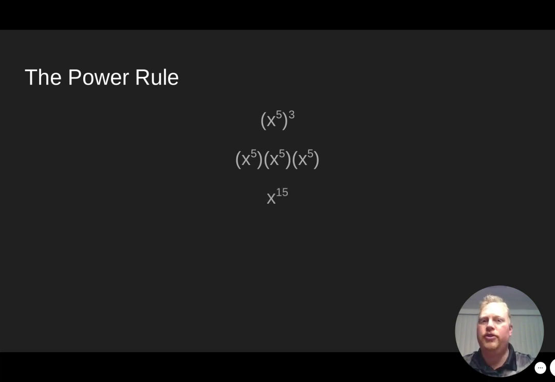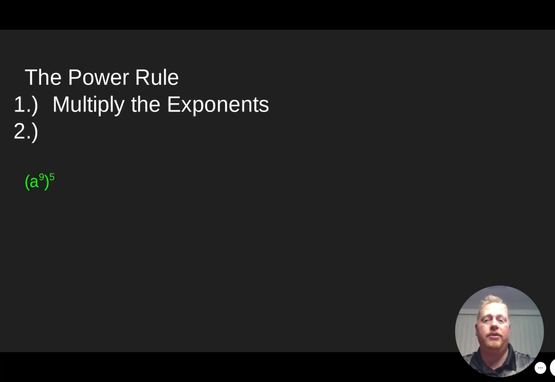Now take a look at the original problem, take a look at the answer, and see if you can come up with some sort of shortcut. Well, if I take a look at that, I'm thinking that our rule is going to be that we multiply the exponents. And that's 100% correct. There's going to be two parts to the power rule, and the first one is multiply the exponents.